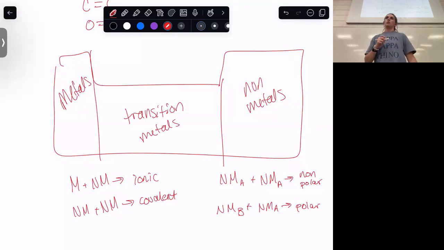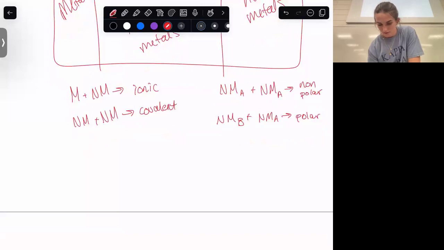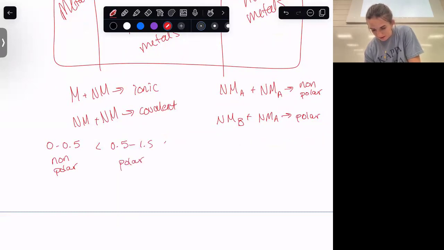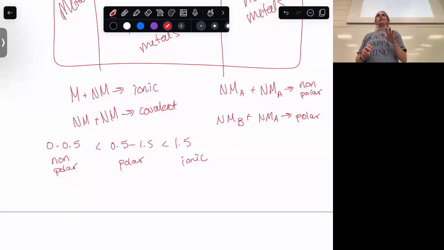Yeah, the trend with the given value, isn't it like 0 to 0.5? So it should be 0 to 0.5, this is nonpolar. 0.5 to 1.5 is going to be polar. And then greater than 1.5, it might be 1.9, something like that, this will be ionic. I think it might be 1.9. Don't quote me on that. Check your notes real quick.